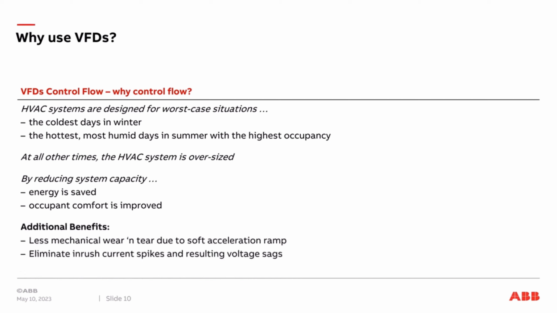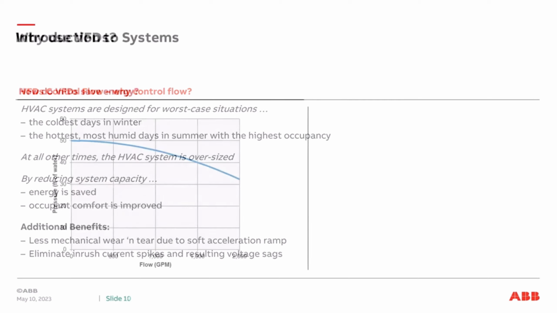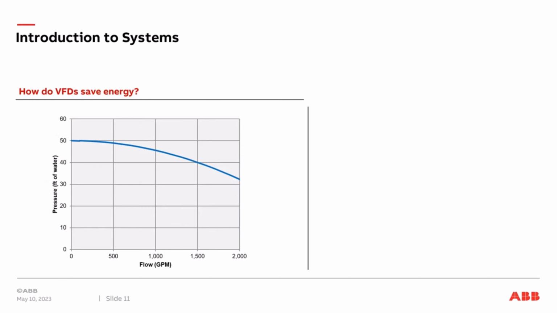through the soft acceleration. You don't hear belts screaming when you start across the line. It eliminates the inrush and current spikes resulting in voltage sags. So when you start a large motor across the line, it has a tendency to pull down your voltage from your transformer and causes issues that way. How do VFDs save energy?